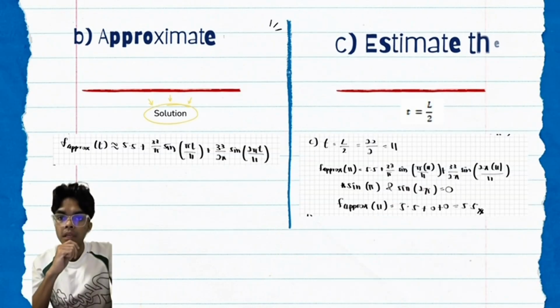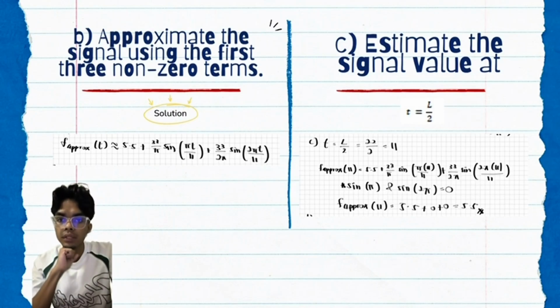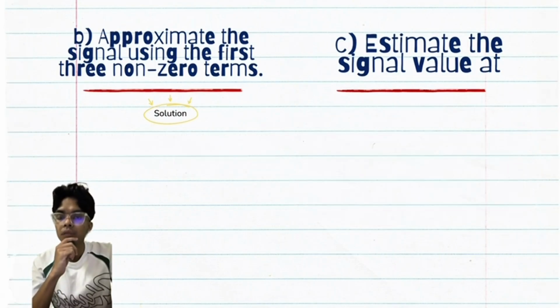Moving on to part B, we are required to approximate the signal using the first three non-zero terms. Since An is equal to 0, our three terms come from the constant term, where n equals 0, followed by the first two harmonic terms, where n equals 1 and n equals 2. This gives us our approximation equation, which is 5.5 plus 33 over π sin(πt over 11) plus 33 over 2π sin(2πt over 11).